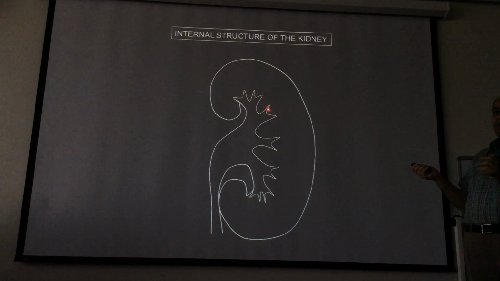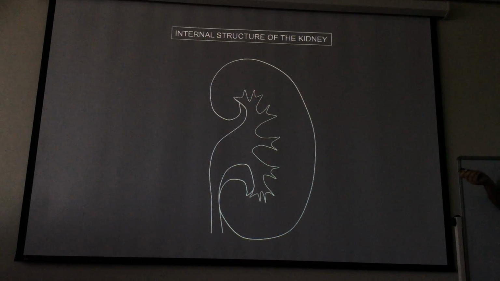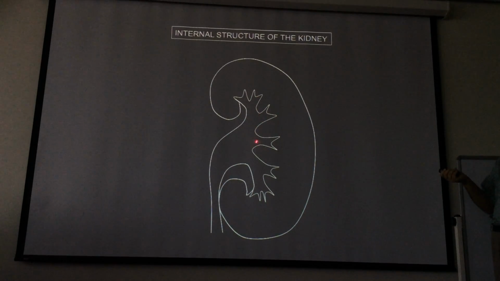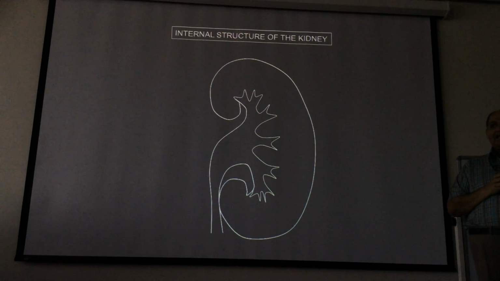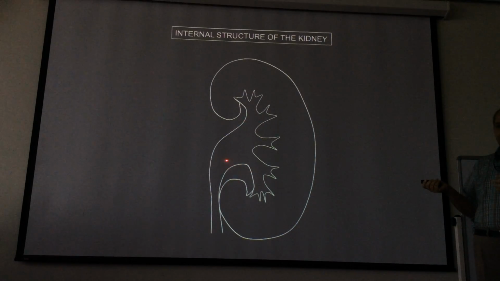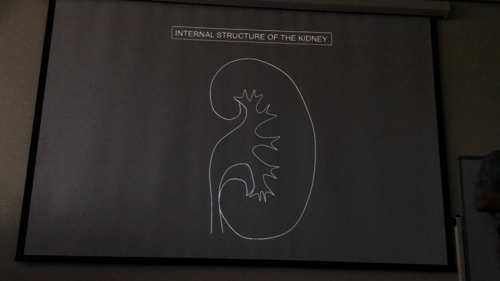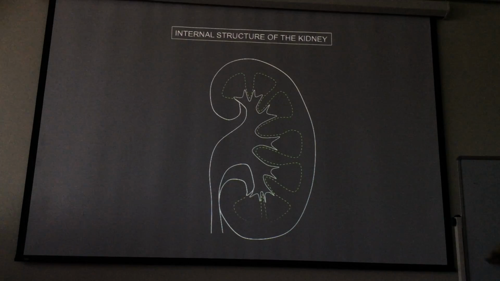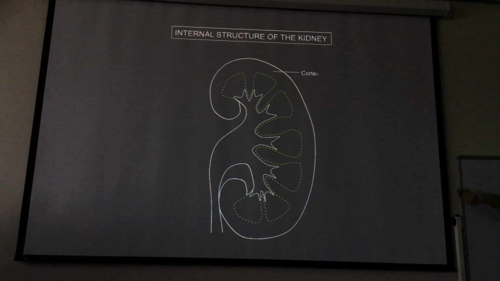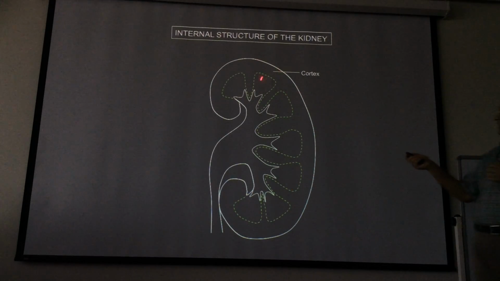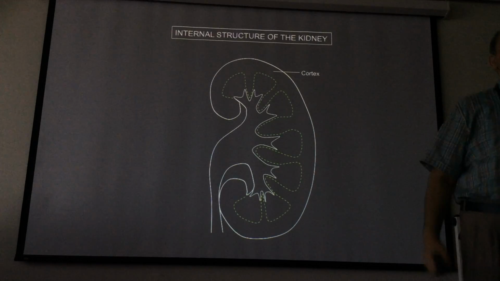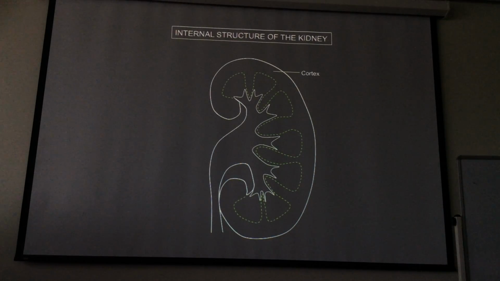Now, the minor calyces are joining and making major calyces, and we have three major calyces, upper, middle, and lower, and they are entering into the renal pelvis, and the renal pelvis continues as the ureter. Now, in between we have these projections, these pyramid-shaped structures, and then this outer core of the kidney under the capsule, this area, it determines the health of the kidney.